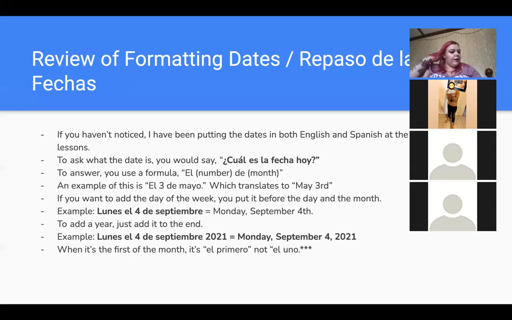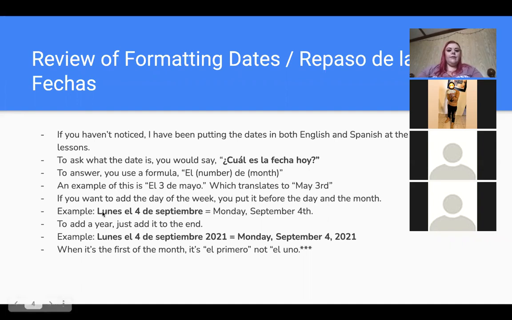So to answer that, you would use the formula el plus the number of the day plus de, and then the month that you're talking about. So an example of this is el 3 de mayo, which translates to May 3rd. So we have the el 3 and then de mayo. So it's the 3rd of May, and then it translates to May 3rd.